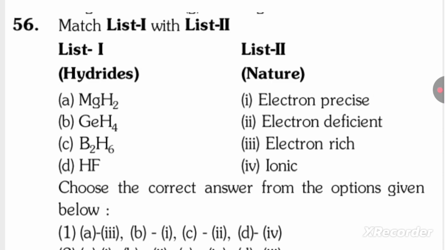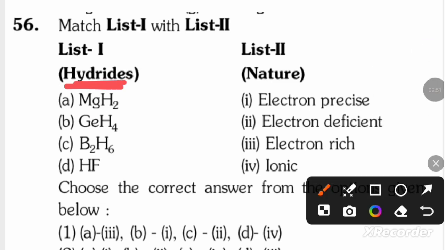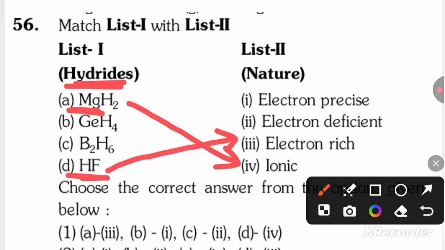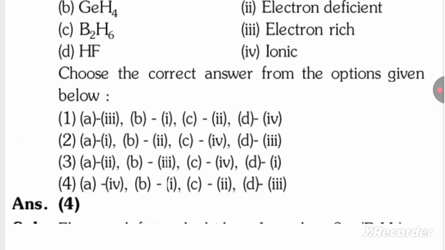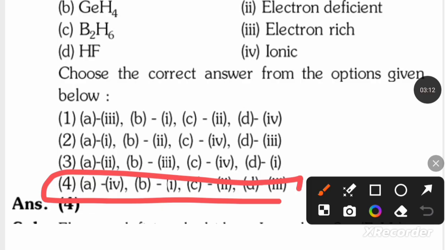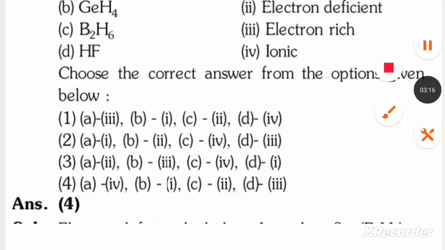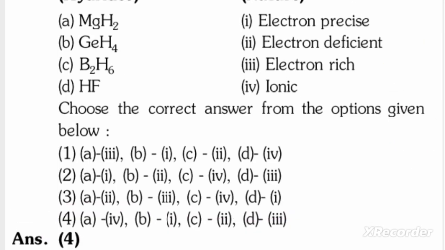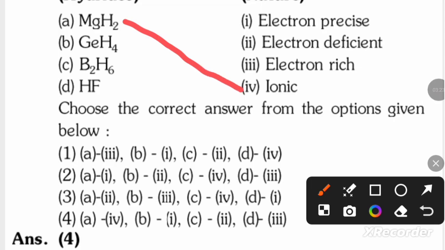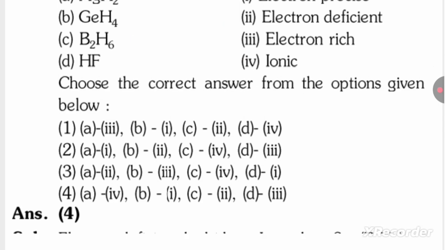Let us match list 1 hydrides with their nature. Magnesium hydride is ionic, and hydrogen fluoride is an electron rich hydride. So we have to find that A matches with 4 and D matches with 3. In the given options, we can find the right answer in option 4. According to option 4, magnesium hydride is ionic, GeH4 is electron precise, B2H6 is electron deficient because it has fewer electrons than the octet configuration, and HF is an electron rich hydride.